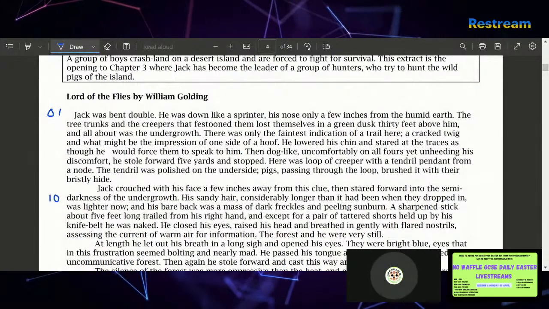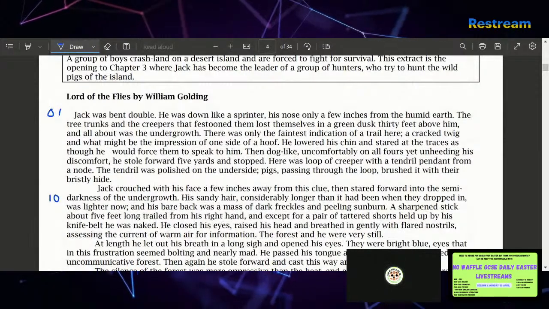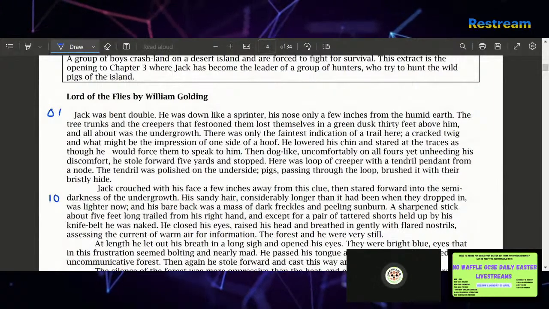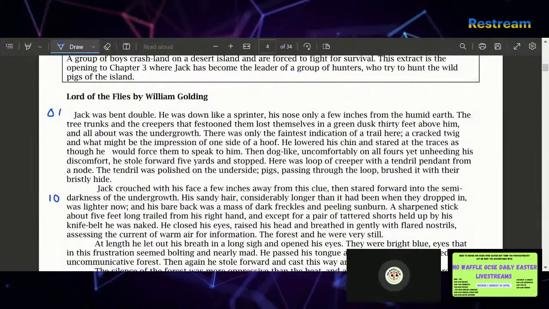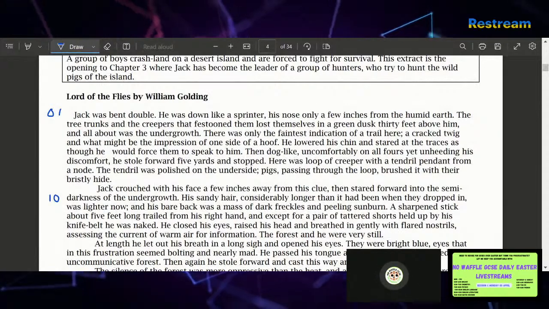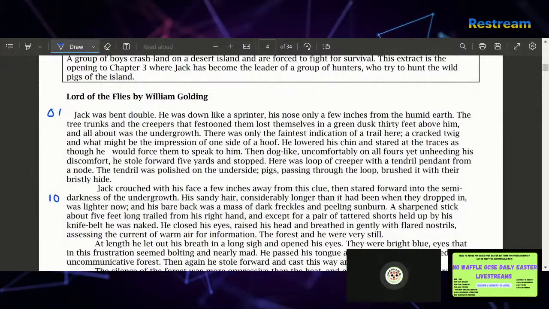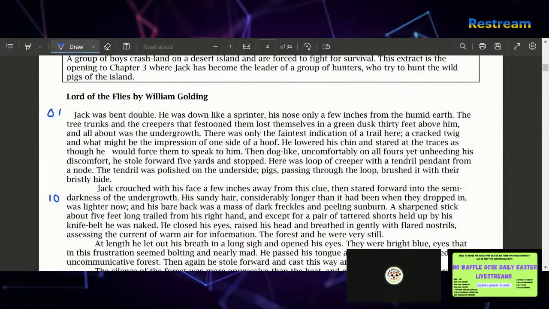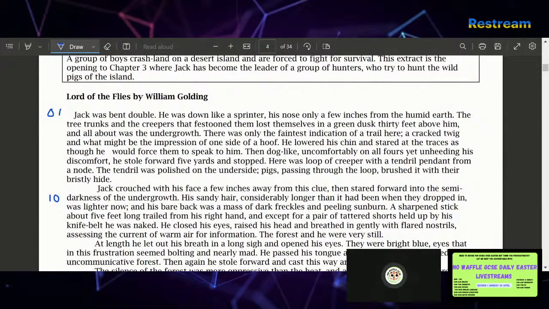There was only the faintest indication of a trail here, a cracked twig, and what might be the impression of one side of a hoof. He lowered his chin and stared at the traces, as though he would force them to speak to him. Then, dog-like, uncomfortably on all fours, yet unheeding his discomfort, he stole 5 yards and stopped.